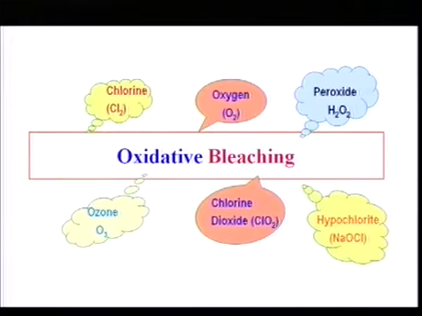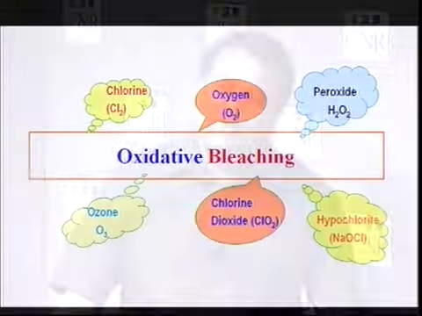Now, I am going to move on to various types of oxidative bleaching chemicals. Chlorine, chlorine dioxide, hypochlorite, those are all chlorine containing compounds. Oxygen, peroxide and ozone are total chlorine free compounds. I am not going to spend a lot of time talking about chlorine, chlorine dioxide and hypochlorite, because very rarely are they used because of the environmental pressure.